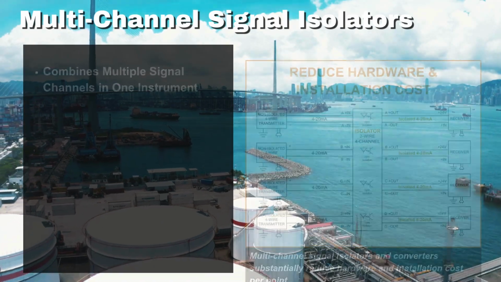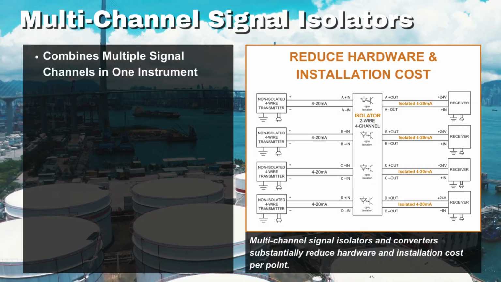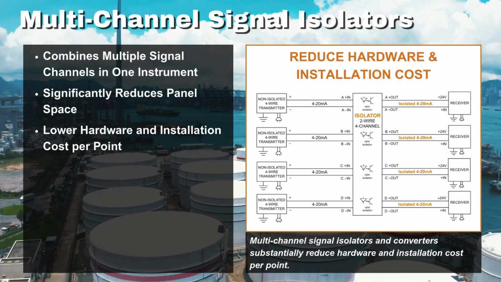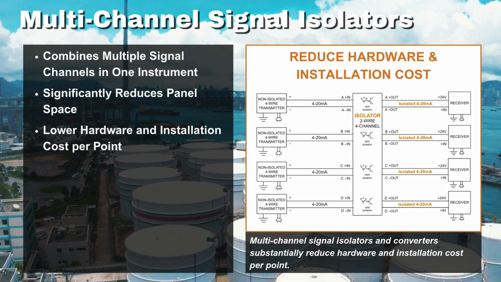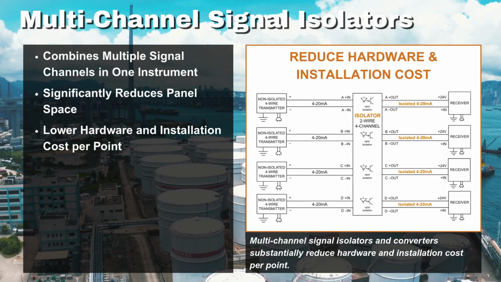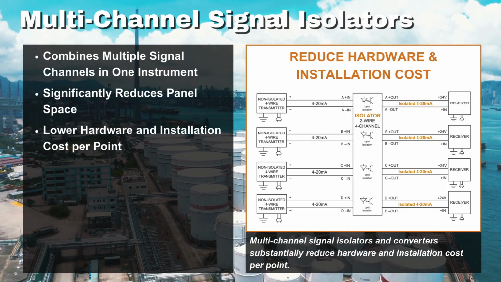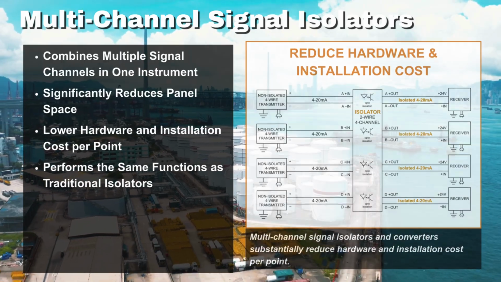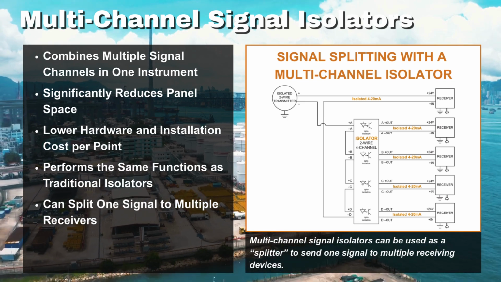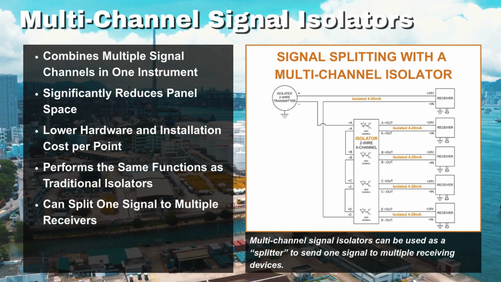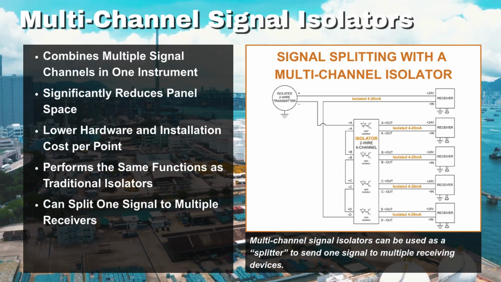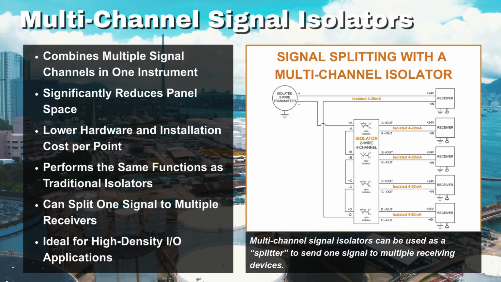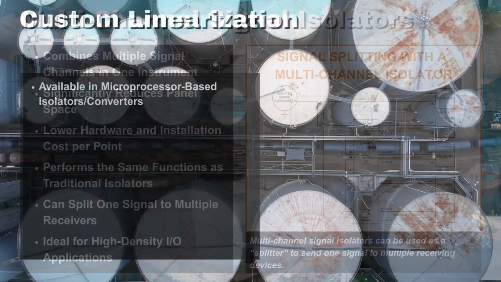Multi-channel signal isolators combine multiple analog signal channels into a single instrument, helping reduce both panel space and overall cost per point. Instead of installing individual isolators for each loop, a multi-channel unit handles several signals in one compact package. These instruments can be used in nearly all the same applications as traditional isolators and converters, including signal splitting. For example, a 4-channel isolator can take one input signal and deliver 4 fully isolated outputs to different receiving devices, making multi-channel designs a practical and cost-effective choice for high-density installations.